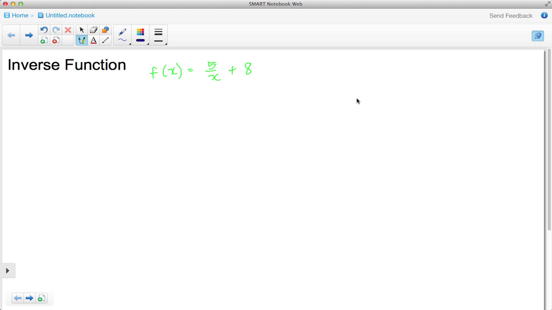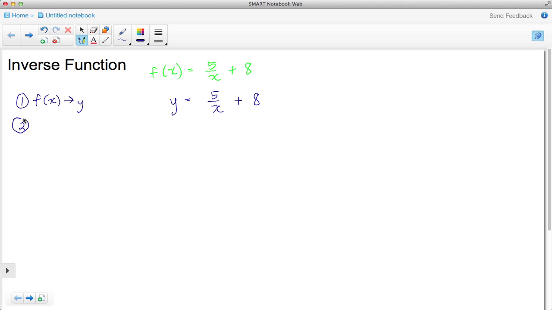Welcome back to STS. In today's tutorial, we're going to work with the inverse of a reciprocal function. Alright, our first step is to change the f of x notation into y. So here this f of x becomes a y. Everything else is rewritten as it is.